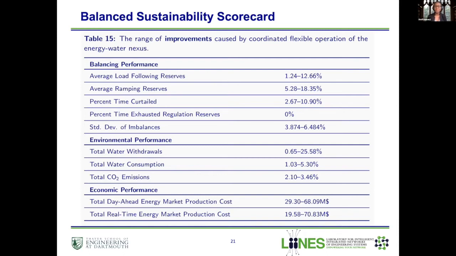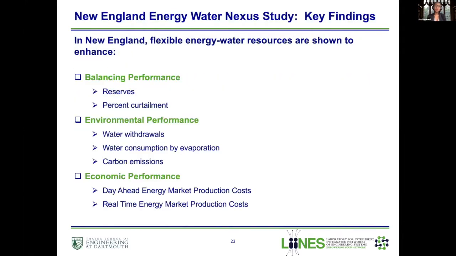And as a result, we see that water withdrawals and consumption by thermal power plants for cooling purposes is also decreased. And CO2 emissions are also reduced. And overall, the total cost of production for the day ahead and real-time market also decreased significantly. So to conclude, we see that flexible energy resources are shown to enhance balancing performance, environmental performance, as well as economic performance of the grid.